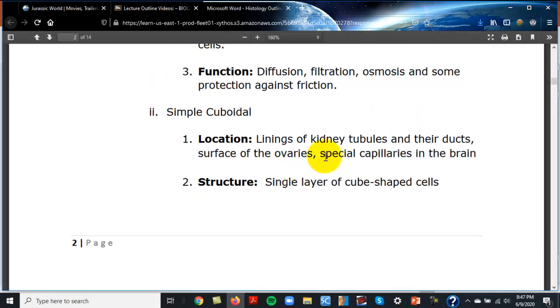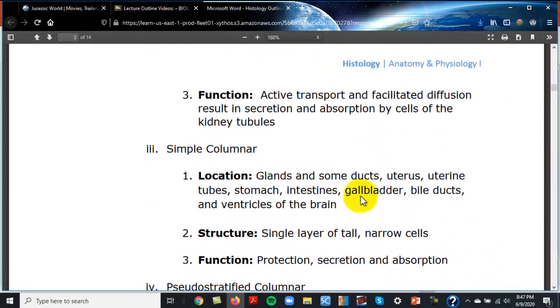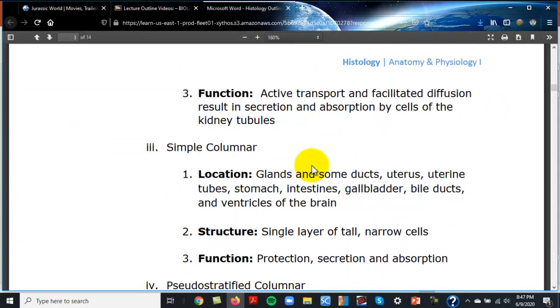probably the main place for this would be the lining of the kidney tubules. The kidneys filter blood and produce urine. Some other things: ducts of certain glands, they do line that. The surface of the ovaries, it's called the germinal epithelium, and then some of the capillaries in the brain. Okay, the function for this would be secretion and absorption. I know it says active transport, facilitated diffusion, but secretion and absorption by cells would be, it says in the kidney tubules, just about anywhere.